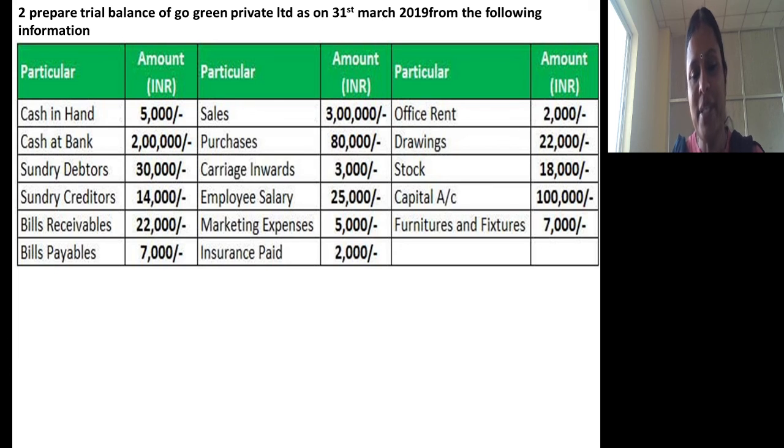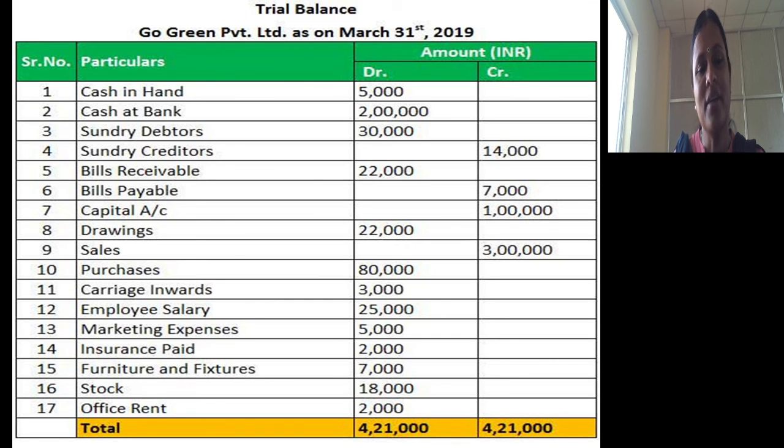Employee salary expenses, debit balance. Marketing expenses, debit balance. Insurance paid expenses, debit balance. Office rent expenses, debit balance. Drawing, debit balance. Stock, opening stock, debit balance. Capital always shows a credit balance. Furniture and fixtures, asset, debit balance. You just see, in the same way I recorded. So the total of the trial balance is 4,21,000 on both sides. So this is how to prepare a trial balance.